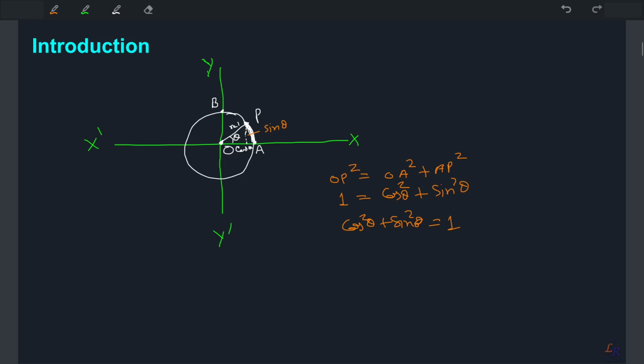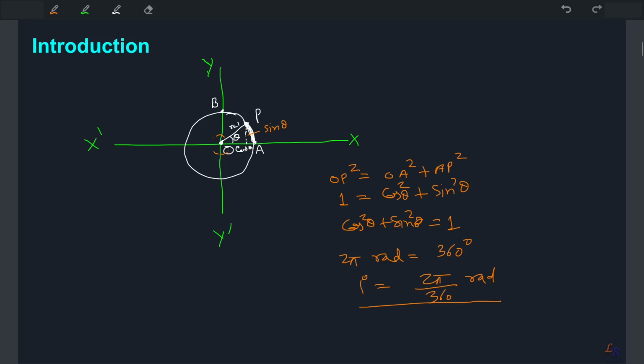Also, we know the whole angle here is 360 degrees, and in radians it is written as 2 pi, so 2 pi radians is equal to 360 degrees, right? So 1 degree is equal to how much? It would be 2 pi by 360 radians. That's a very important formula to convert from degree to radian that you have studied.